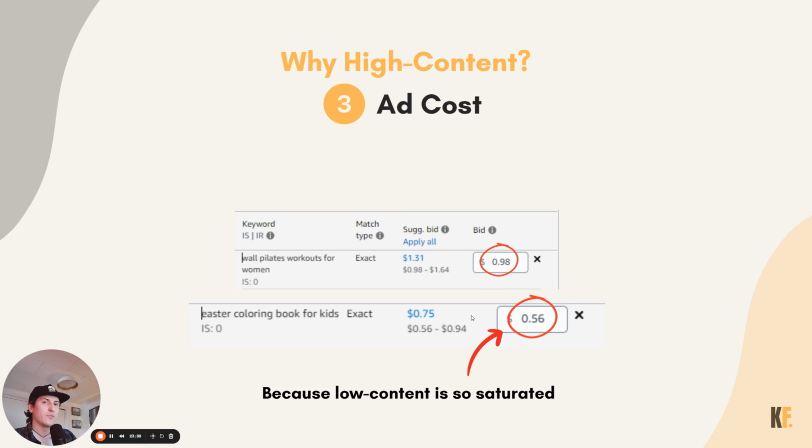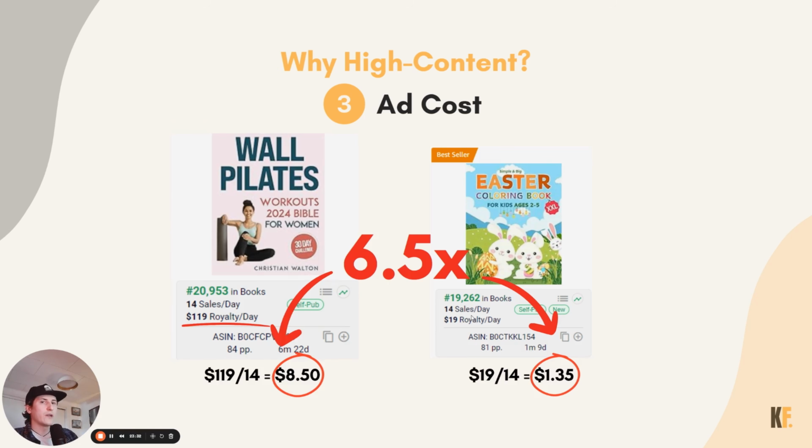And why this is very important to consider is if you go back to the royalties, there's actually a 6.5 times difference in terms of what you're actually making per book, which is massive. Your bid price for what you're spending on ads is only 1.75 times difference, but there's a 6.5 times in the actual royalties you're making.